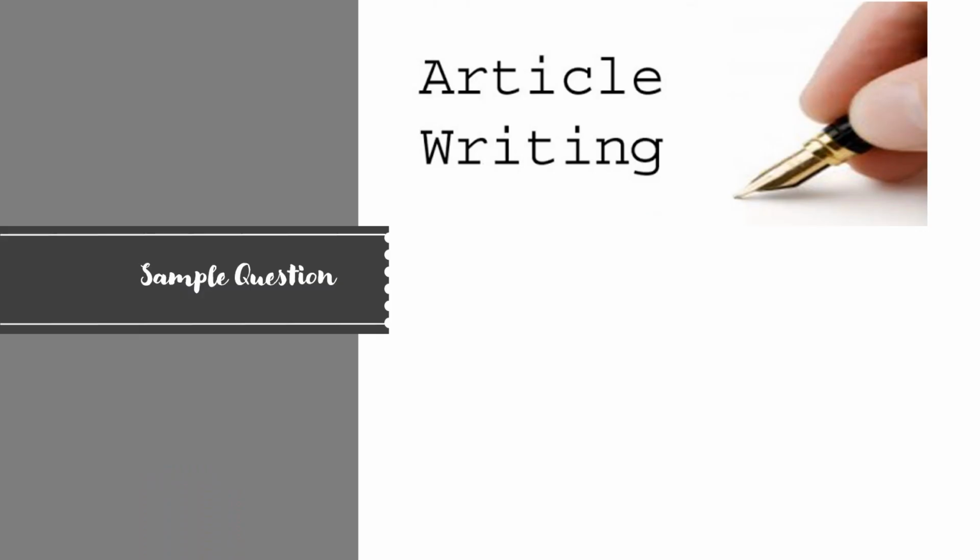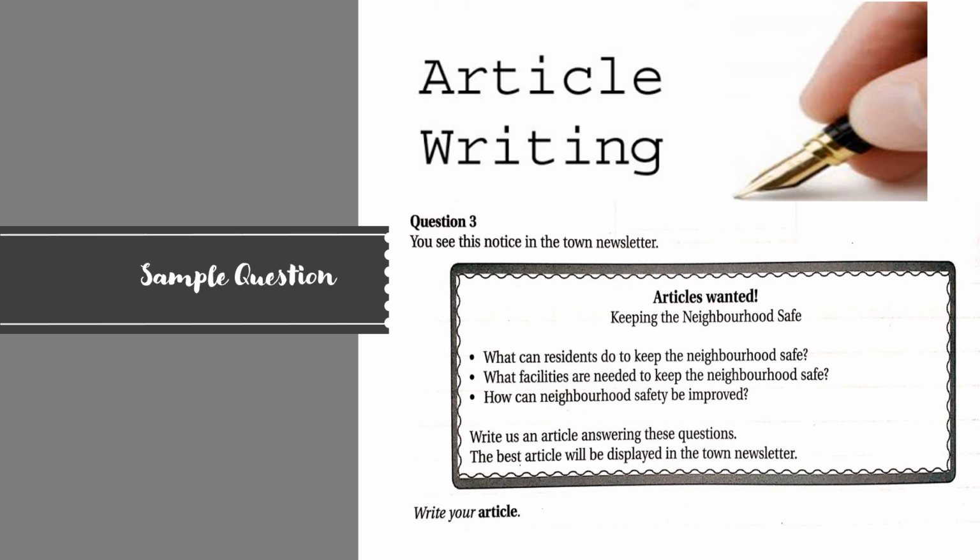Let's look at the sample question. You see this notice in the town newsletter. Articles wanted. Keeping the neighborhood safe. What can residents do to keep the neighborhood safe? What facilities are needed to keep the neighborhood safe? How can neighborhood safety be improved? Write us an article answering these questions. The best article will be displayed in the town newsletter.